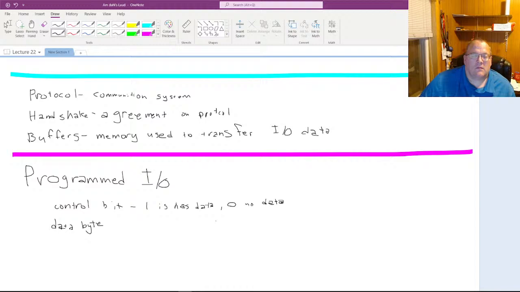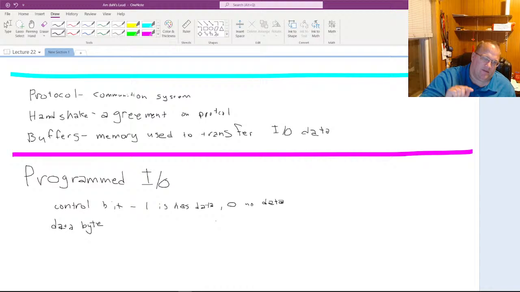So what happens is the processor polls this control bit every so often. It has some kind of a timer or whatever it is, doesn't matter. Every once in a while it's just going to look at that control bit in the I/O, and it's going to say, "Do you have anything for me? Do you have anything for me?"